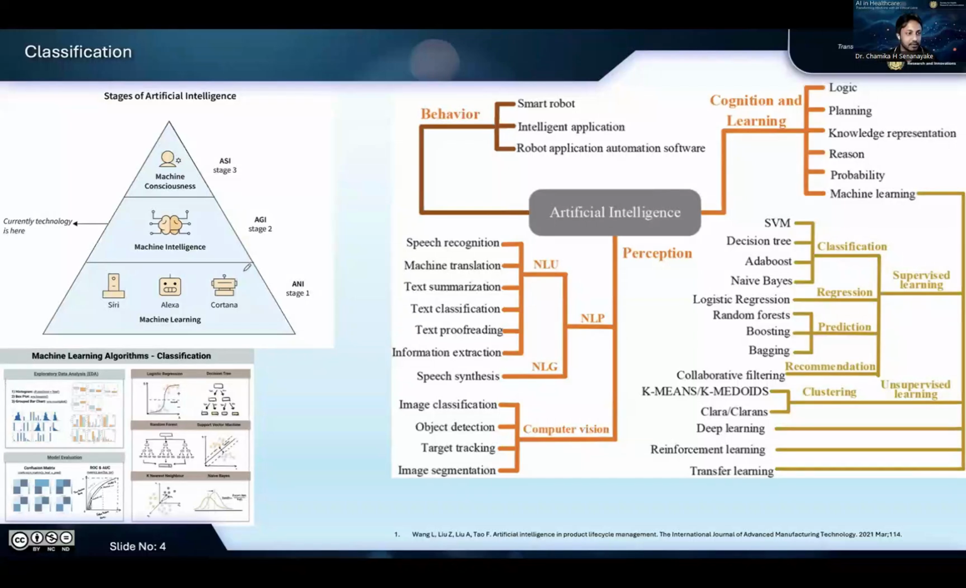Generally, there are three main classifications based on the stages: artificial narrow AI, artificial general AI, and artificial super AI. Narrow intelligence, ANI, is known as weak AI, and it is the only type of AI that exists today. Any other form of AI is very theoretical.